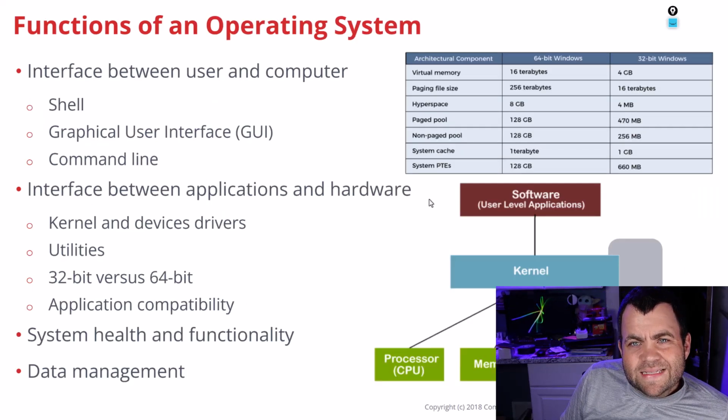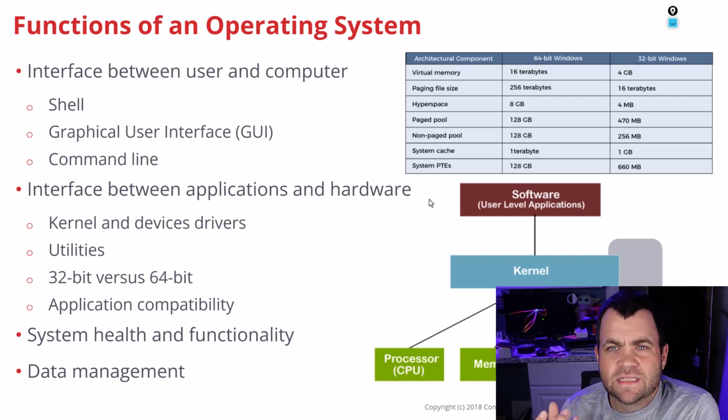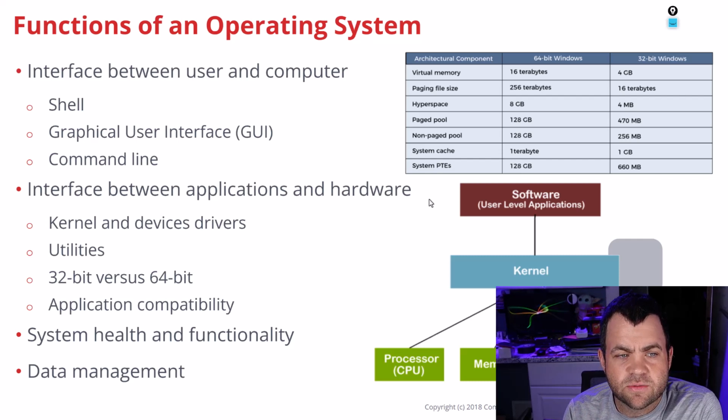So what exactly does an operating system do? We talked about what an operating system is, and that it's a piece of software that allows us to install applications and stuff like that. But at the end of the day, what exactly is it responsible for? Well, first and foremost, it's the interface between your application, let's say Microsoft Word, for example, and the actual hardware that is required to use that software.